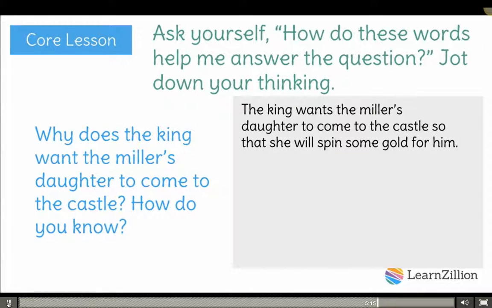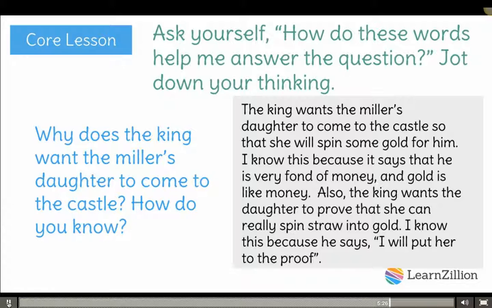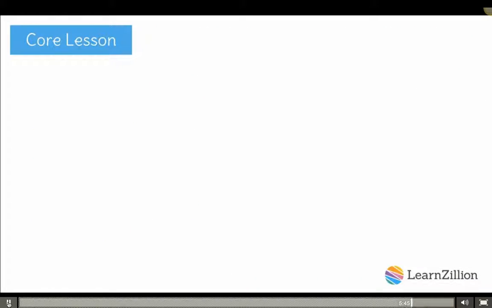That is, the king wants the miller's daughter to come to the castle so that she will spin some gold for him. Then I tell how I know. I finish off with, I know this because it says that he is very fond of money, and gold is like money. Also, the king wants the daughter to prove that she can really spin straw into gold. I know this because he says, I will put her to the proof.